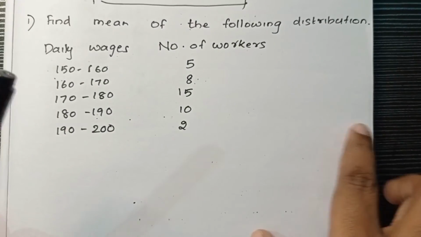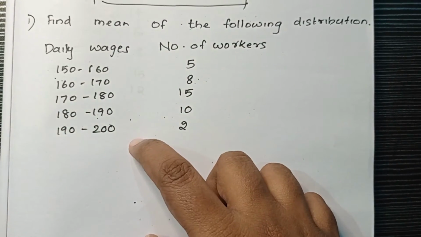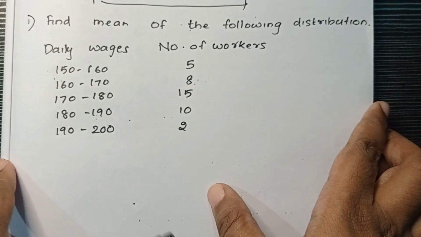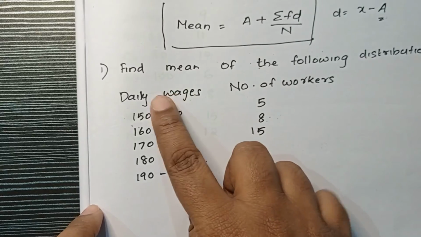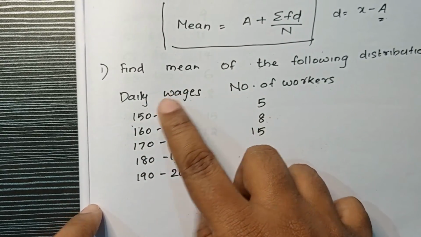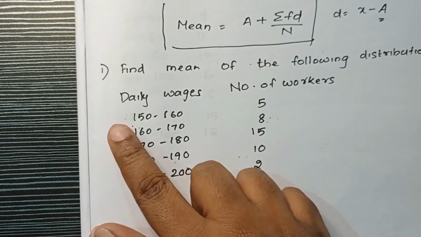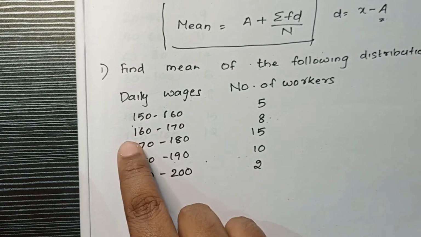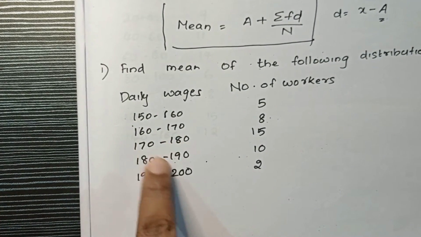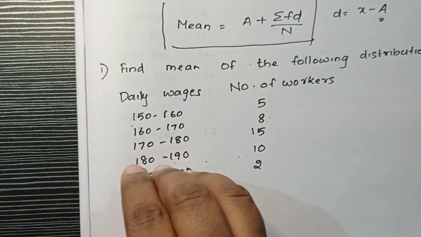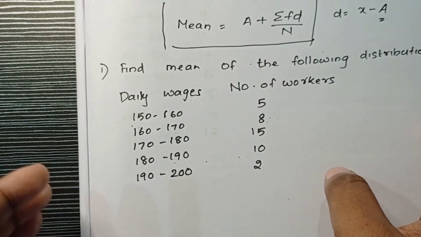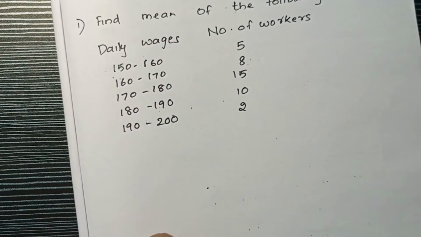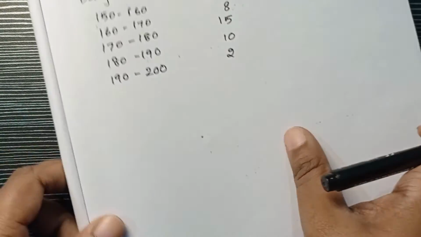Find the mean of the following distribution. Daily wages are given, and the number of workers are given. If you look here, they have given ranges, that is, daily wages somewhere around 150 to 160, 160 to 170, like that. So we don't know the exact value. Now, to find out the exact value, I'm just rewriting the question so that it will be easy for you.